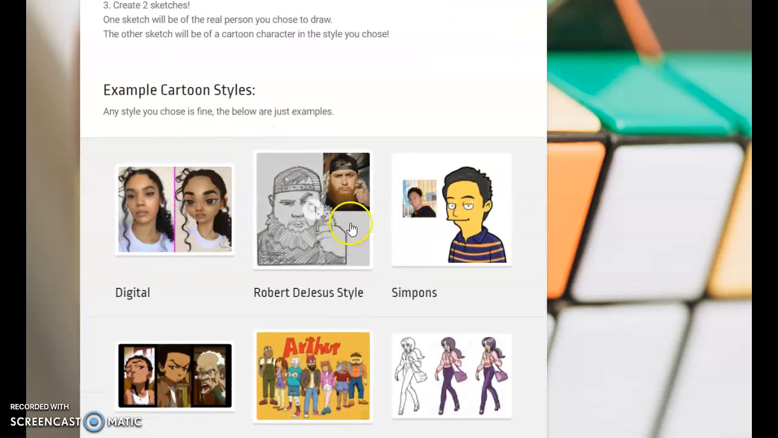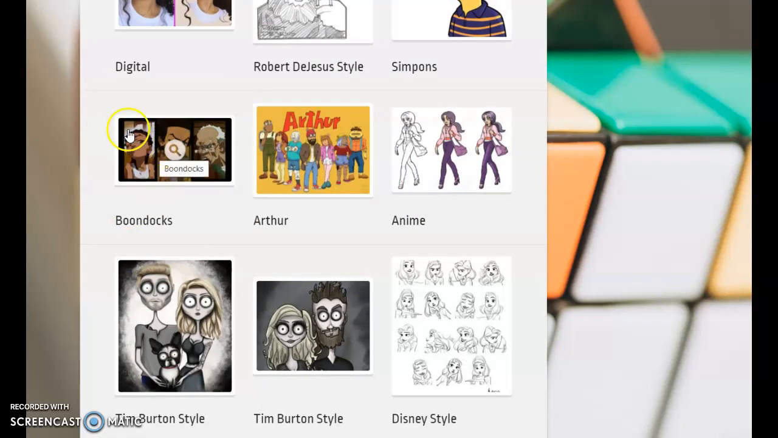There's the digital Robert DeJesus style, Simpsons obviously, and there's the Boondocks style, that's a big one right now. Arthur, there's of course anime, Tim Burton style can be really fun, and then of course Disney style, but whatever you want to do is fine, as long as it's appropriate.